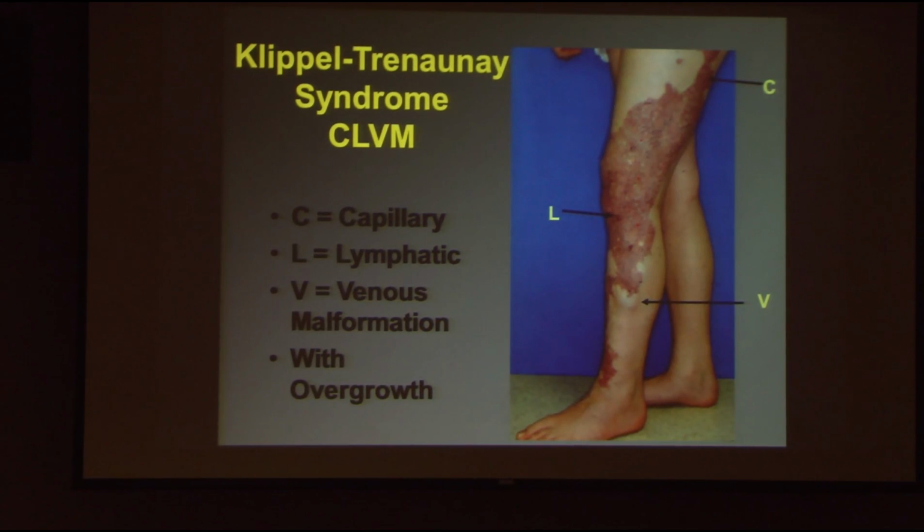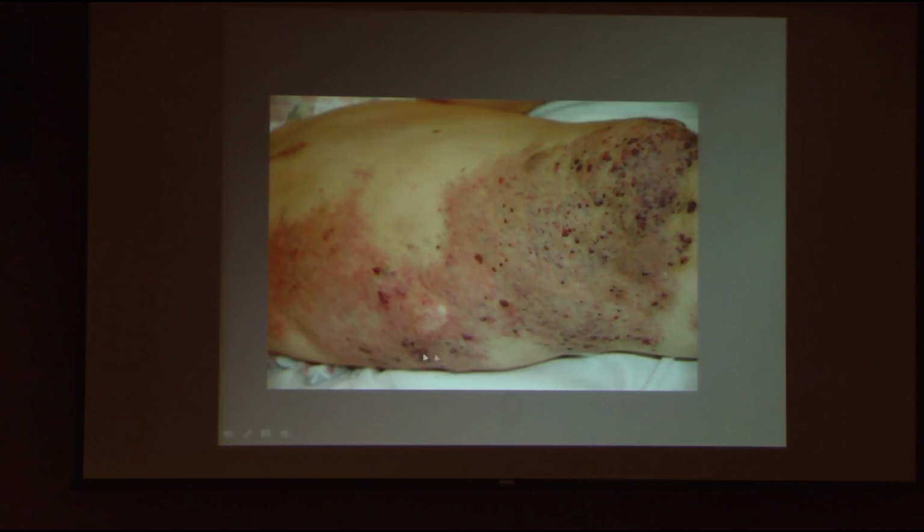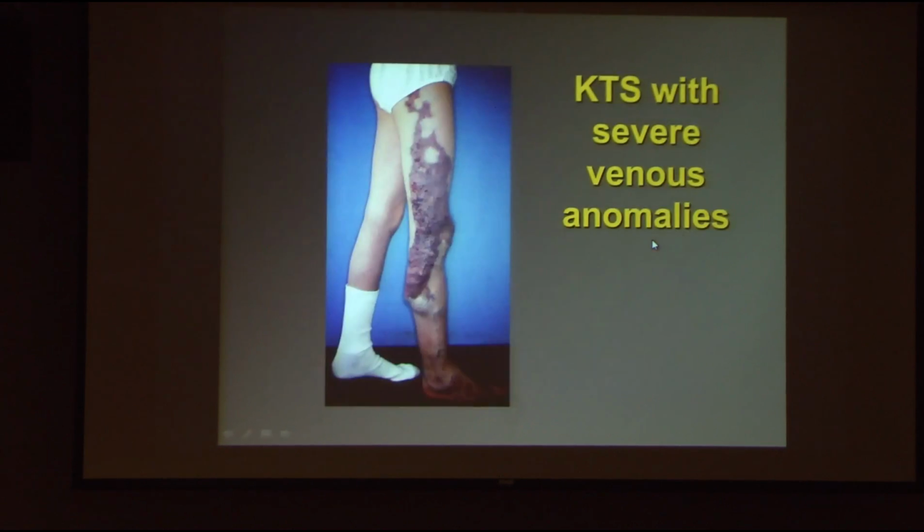So I'll show a few slides just showing the spectrum of Klippel-Trenaunay syndrome, or as we prefer to call it, capillary lymphatic venous malformation. Here you can see the capillary stain. You've seen a lot of examples of it, lymphatic vesicles, which can be very bulky or just represented by these little tiny blebs. Venous malformations that you can see through the skin as varicosities, and usually some overgrowth of tissue. Here's a close-up of some of those lymphatic vesicles.